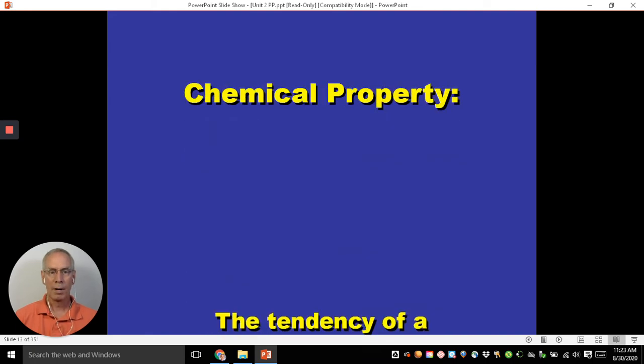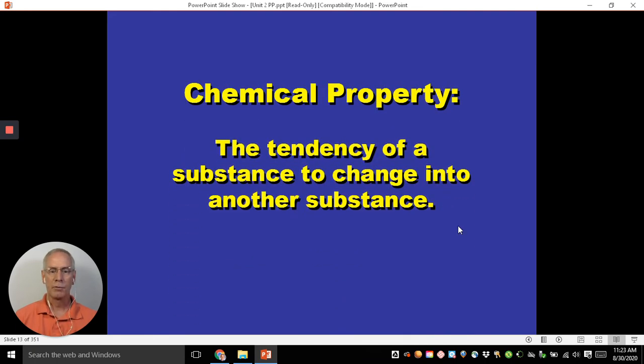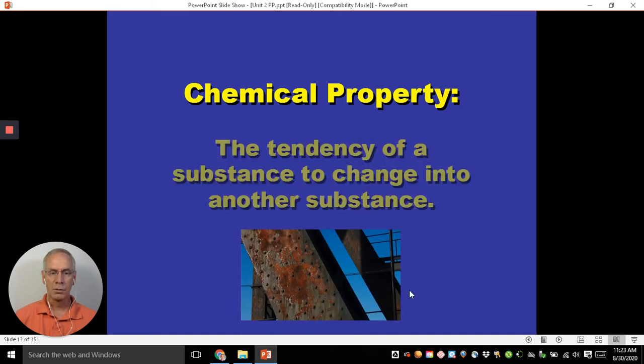A chemical property, on the other hand, is going to change. So it says the tendency of a substance to change into another substance. In other words, at the end, when this chemical change has taken place, you do not have your original material. So here I have, it's hard to see, but this is a steel girder, maybe from holding up a bridge, and that's made of iron. But that iron is starting to rust. So you have iron reacting with oxygen, producing rust, Fe2O3.